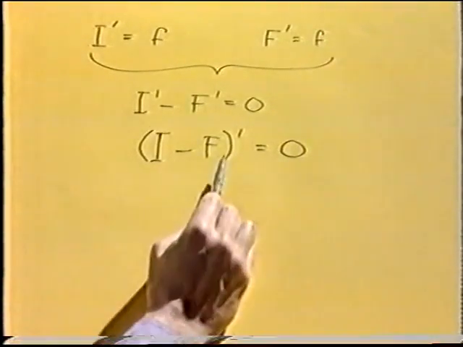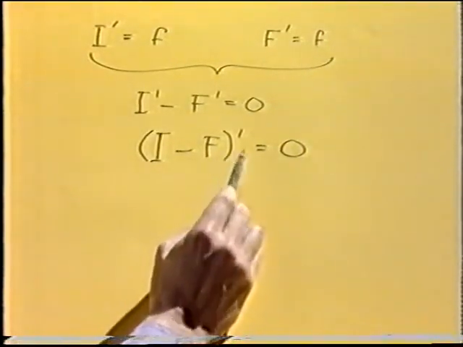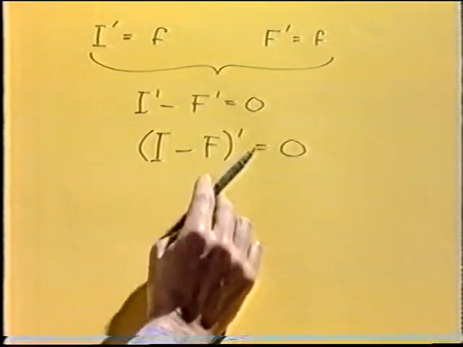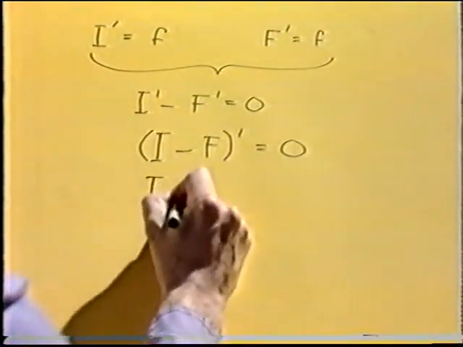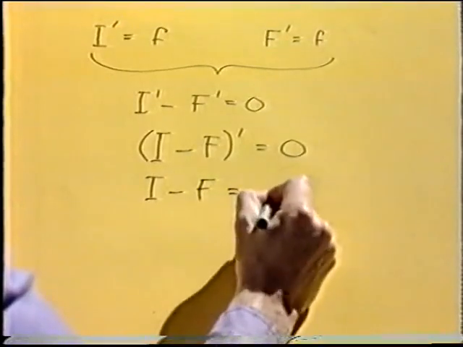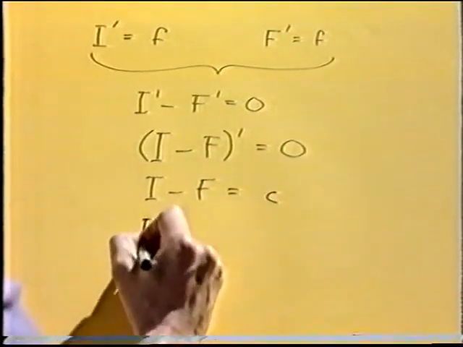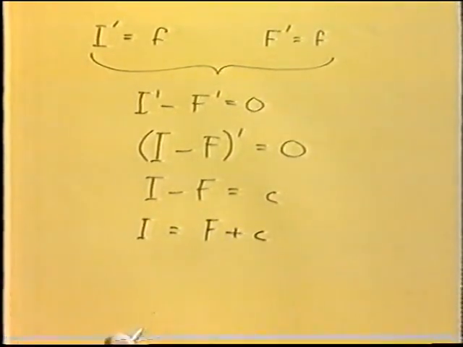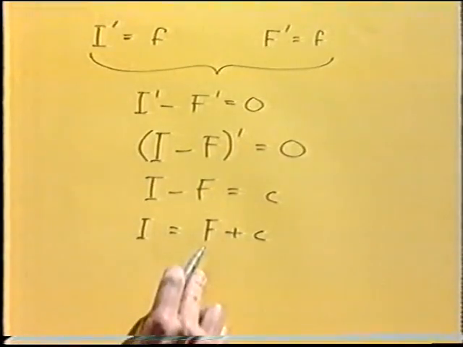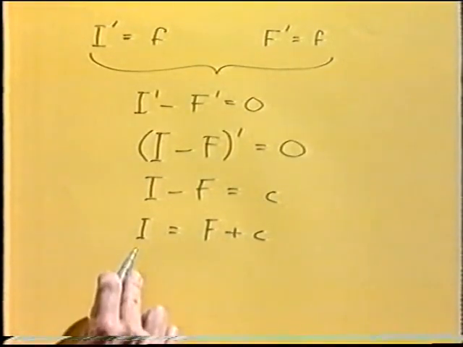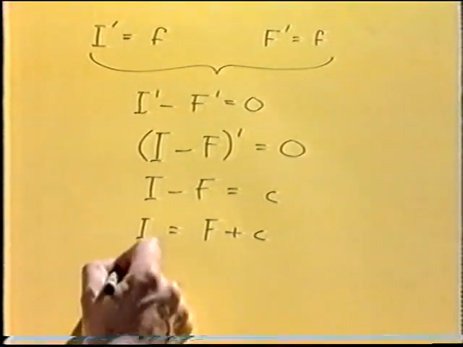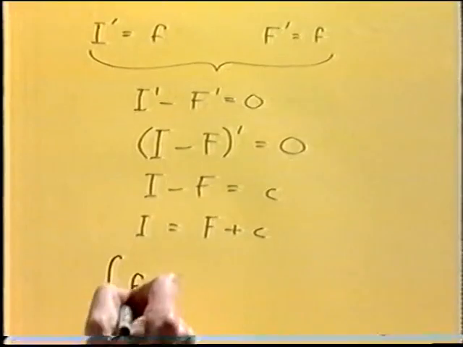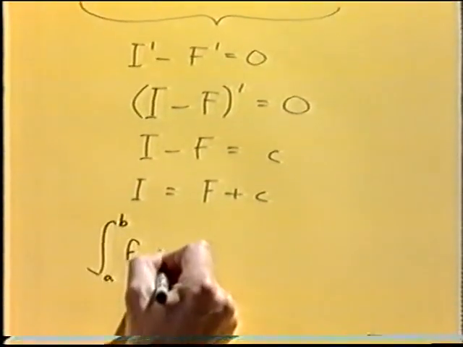Now what functions have 0 derivatives? The only possibility is a constant function. So I minus big F is a constant. In other words, I equals big F plus a constant. But what we're really interested in is whether this function, big F, can be used instead of I to work out integrals. What happens if we try to find the integral of f between a and b in terms of big F?